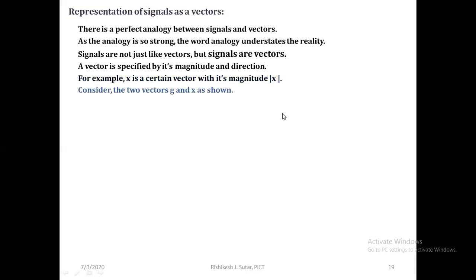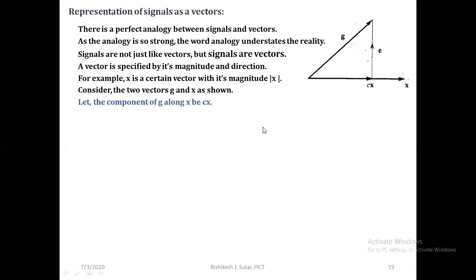Let us consider the two vectors g and x as shown. So this is my vector g, this is my vector x. Let the component of g along the vector x be cx. Vector g can be expressed in terms of vector x as g equal to cx plus e.